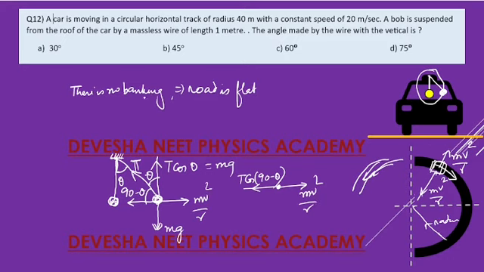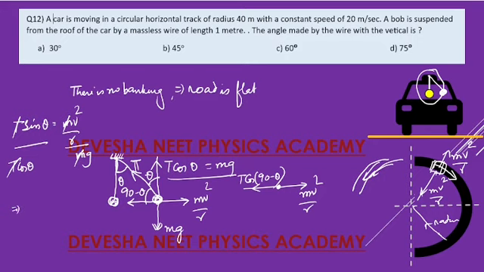So we have T sine theta is equal to mv square by r, and T cos theta is equal to mg. We just divide these two, so T cancels, and we have tan theta is equal to v square by r g.